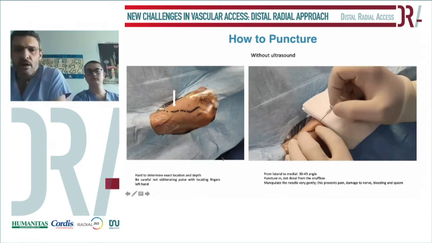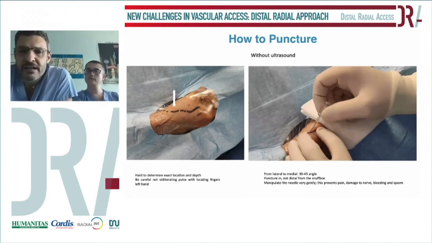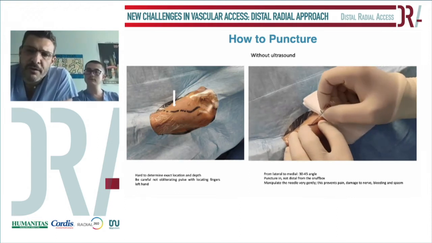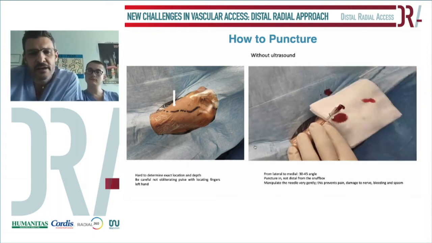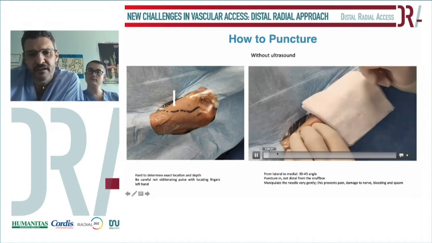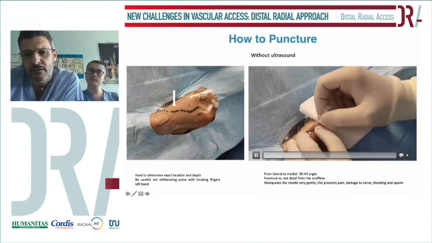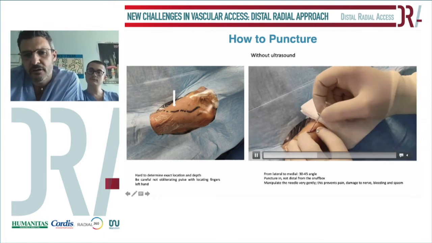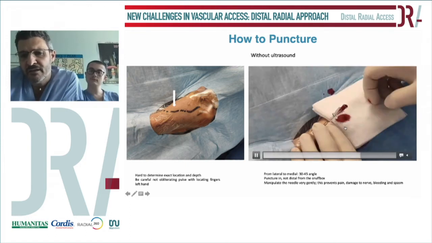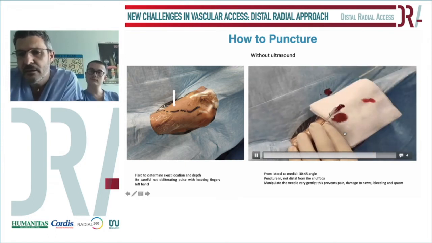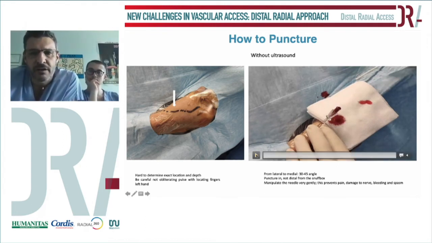Now we are going to show you three different techniques, three different punctures performed by three different operators in our cath lab. And you can see how, when you direct the needle from lateral to medial, how easy it is, at the second time, performing just one puncture. You have to redirect the needle very carefully in order to avoid any damage to the artery or the nerve.